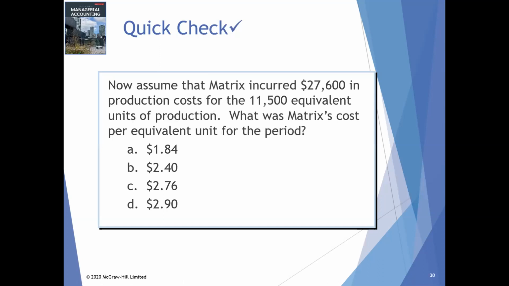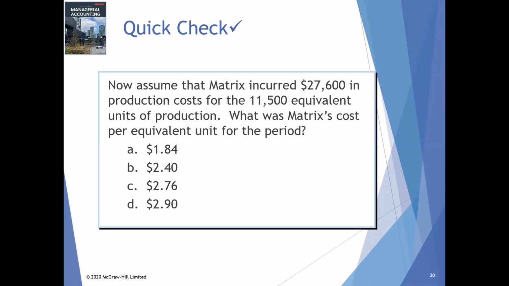Now, look at this. Assume that Matrix is the name of the company, which incurred $27,600 in production cost for 11,500 equivalent units of production. What was Matrix's cost per equivalent unit for the period? So in this way, we know these are the expenditures in dollars, and we divide by the number of units that are produced, 100% as we considered.